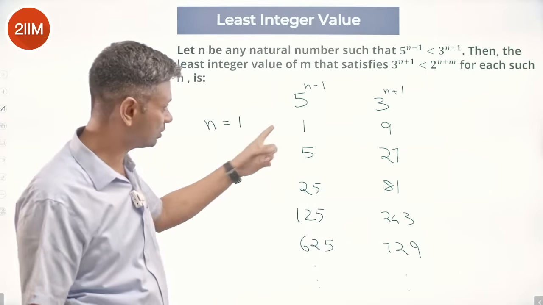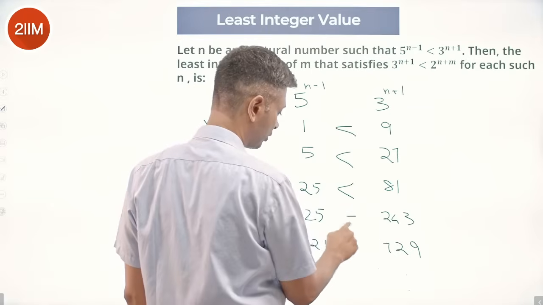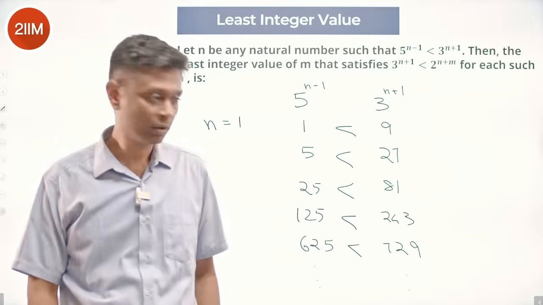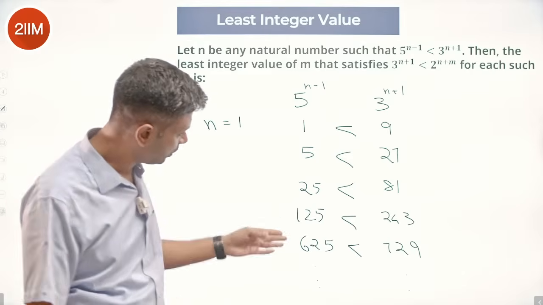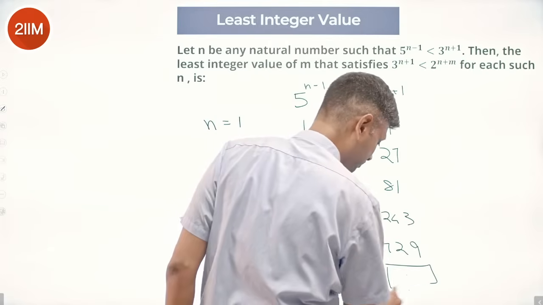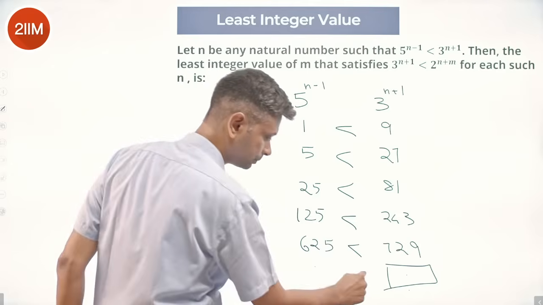I put n equal to 1. Didn't work. This is lesser. Lesser, lesser, lesser, lesser. But the moment we come here, you can even sense that this is going to work. 625, 729 is very close. I multiply this by 3. I don't even have to find the number. It is some 2187. I don't care. This is greater than this.